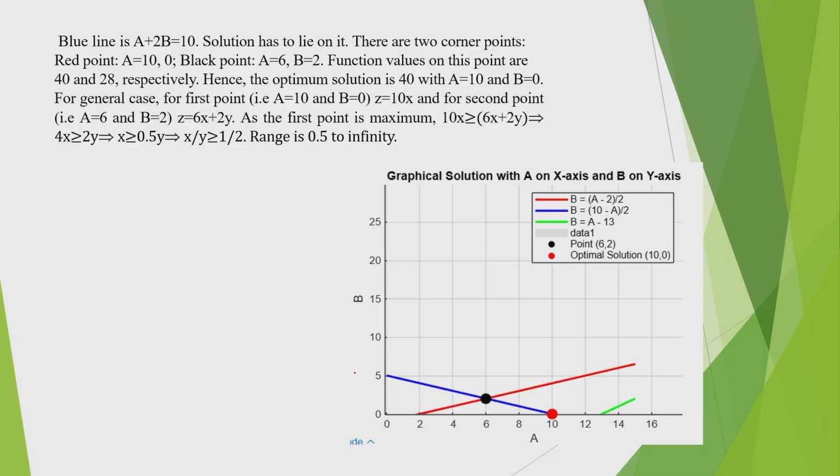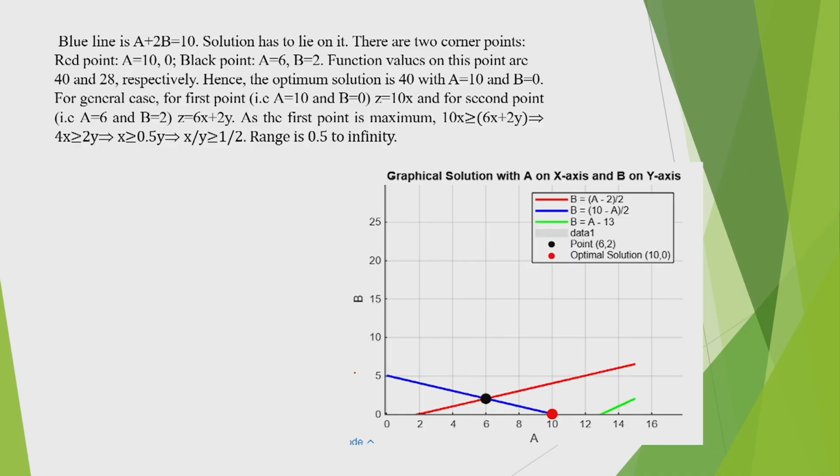I am just summarizing. There are 2 cardinal points: the red point a is 10, b is 0, and the black point a is equal to 6, b is equal to 2. The function values at these points are 40 and 28 respectively. You can calculate; I have calculated slowly. Hence the optimum solution is 40 with a equal to 10 and b equal to 0.